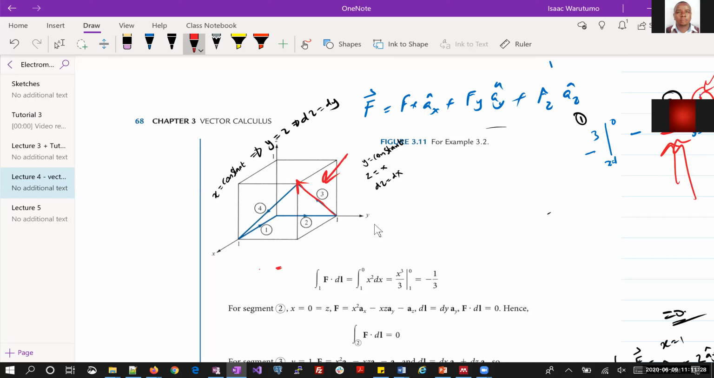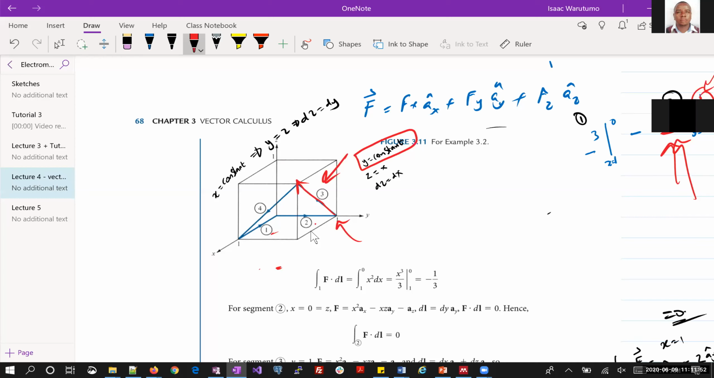And now it is not as straightforward as path 1 and path 2. At this point, we can start by identifying the constant terms. What I have put here is that in this plane, y is not changing, y is constant. y is remaining at what?